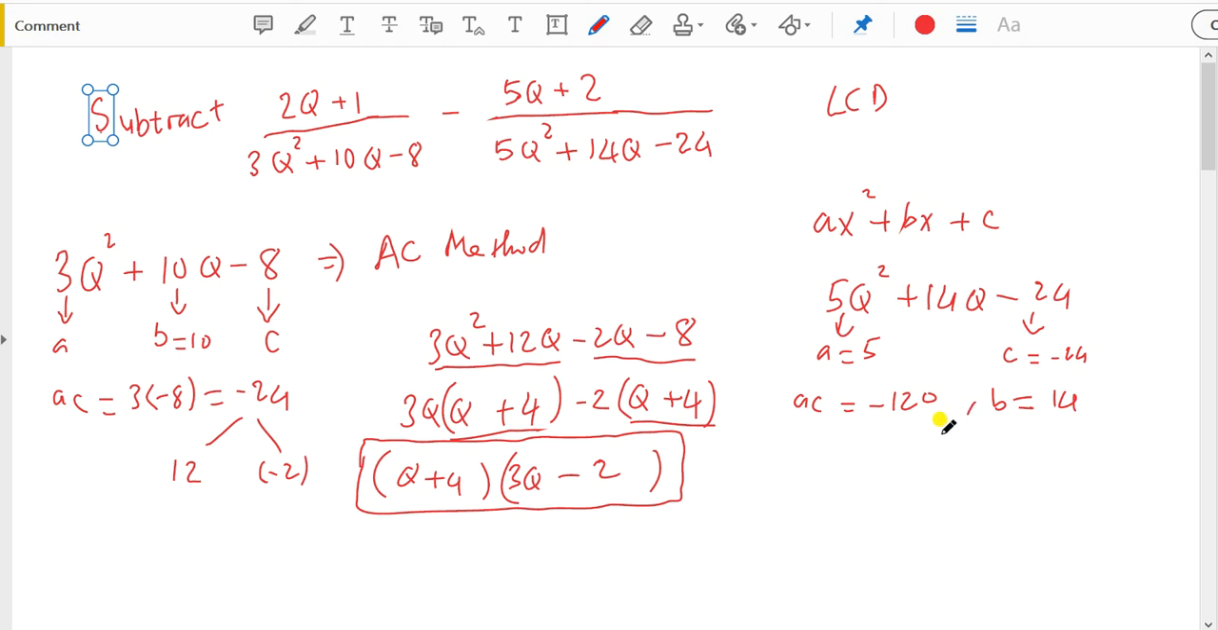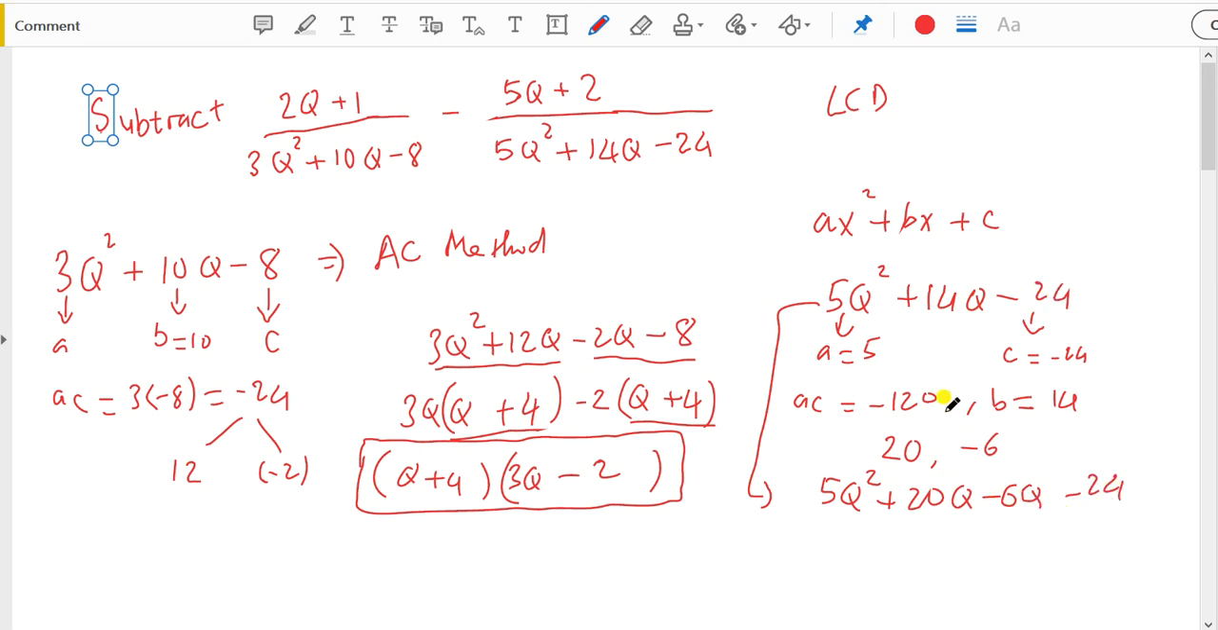So now we need to find two numbers that, when I multiply them together, give minus 120, and when I add them together, give 14. Those two numbers could be 20 and minus 6, after some trial and error. So 20 times minus 6 gives me minus 120, and 20 plus minus 6 gives me plus 14. After I have 20 and minus 6, I take the middle term 14q and rewrite it as a sum of 20q and minus 6q. So I carry down 5q squared, 14q becomes 20q minus 6q, because 20q minus 6q gives me back 14q, and carry down the minus 24.